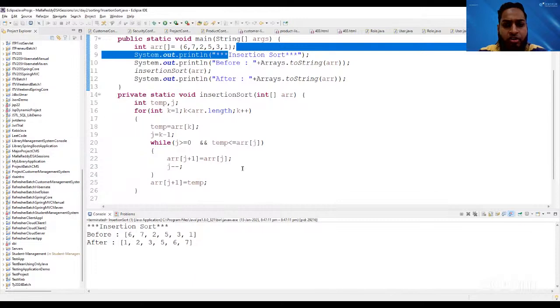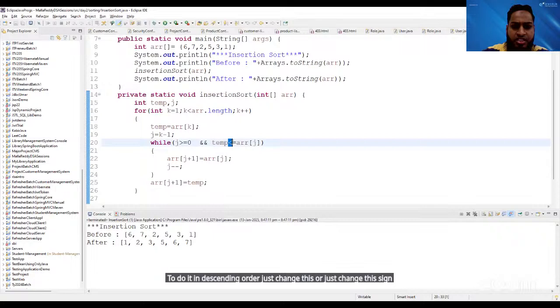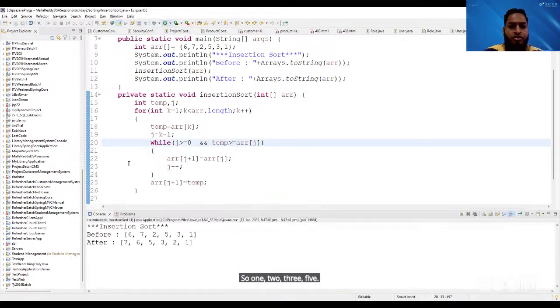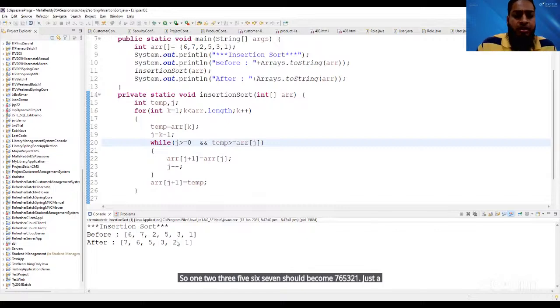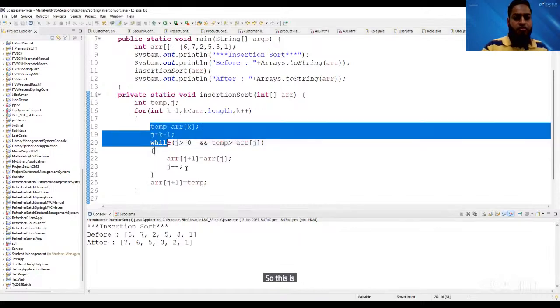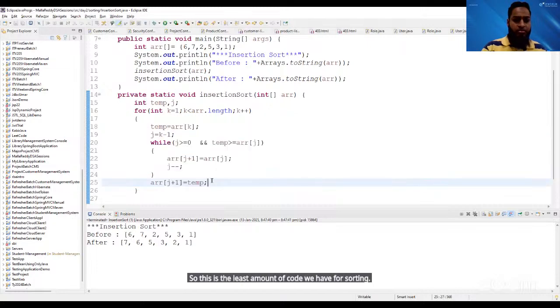To do it in descending order, just change this sign. Reverse this sign, and we'll make it descending. So 1, 2, 3, 5, 6, 7 should become 7, 6, 5, 3, 2, 1. Just a small, tiny improvisation, and the entire list gets sorted in descending order. So this is the least amount of code we have for sorting. Just that you have to understand the detailing inside.